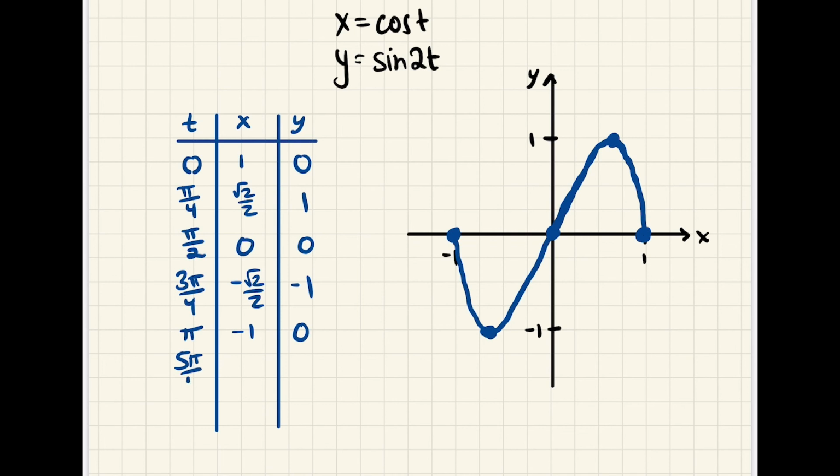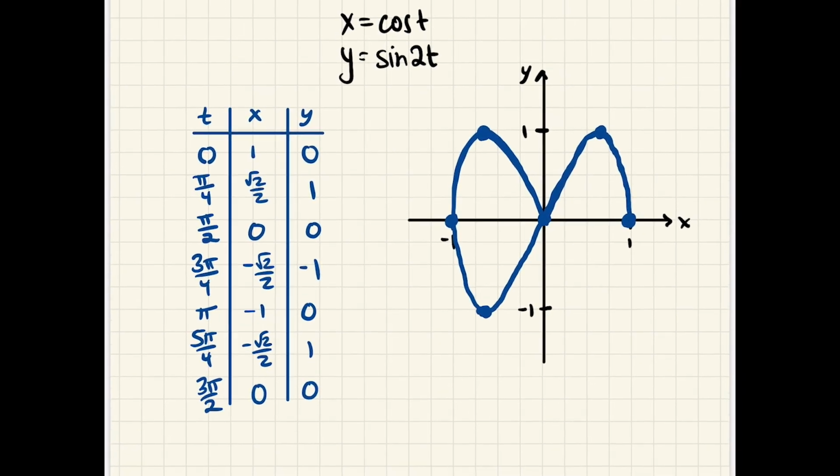Next would be 5 pi over 4. So cosine of 5 pi over 4 is negative root 2 over 2, and sine of 5 pi over 2 is positive 1. So we're now at negative root 2 over 2, comma 1. So that's up here. Okay, the next would be 3 pi over 2. Cosine of 3 pi over 2 is 0, and sine of double that, sine of 3 pi is 0. So we're back to the origin.